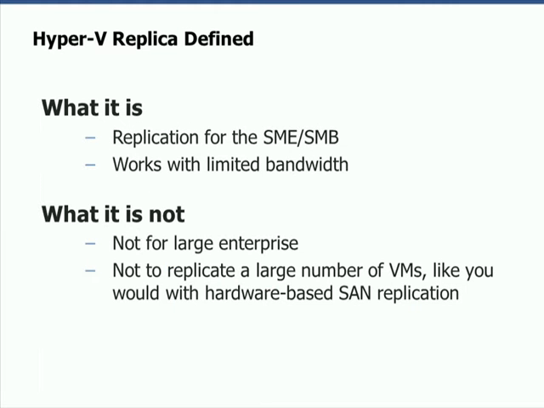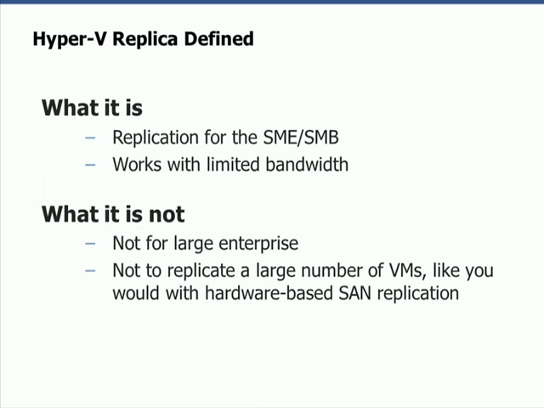Hyper-V Replica was designed for small to medium enterprises and small to medium-sized businesses who need lower priority replication of virtual machine traffic for disaster recovery purposes. It works over limited bandwidth, wide area network links, but it's not designed for those large enterprises. It's not designed to replicate a very large number of virtual machines like you would have with hardware-based SAN replication. So it doesn't replace those high-end CDP or continuous data protection solutions like those found with hardware-based SAN replication.